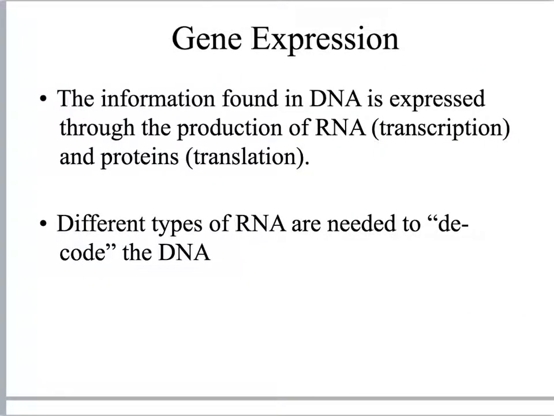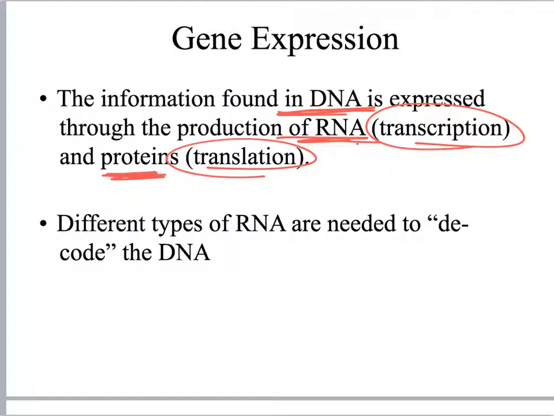Okay, now going back to DNA and RNA with gene expression, the information within the DNA is expressed through the production of RNA and proteins. We said that DNA to RNA to proteins is the central dogma, and DNA goes to RNA through transcription, and then RNA to proteins through translation. Now, there are different types of RNA needed in order to decode what's in that DNA structure.